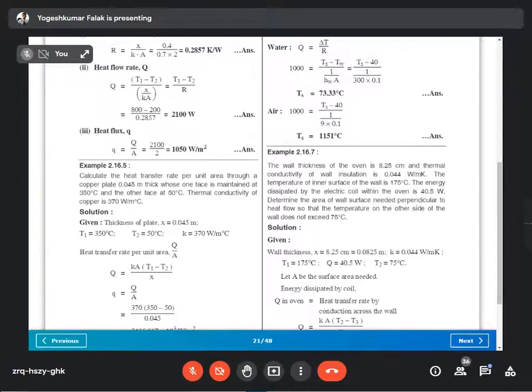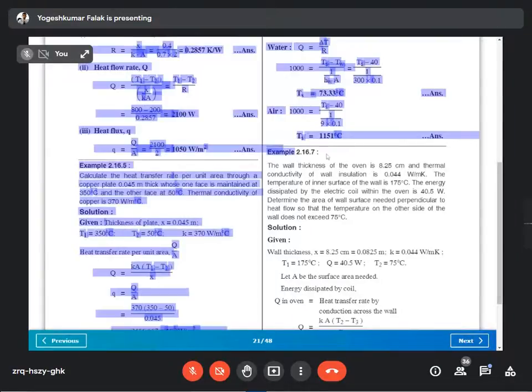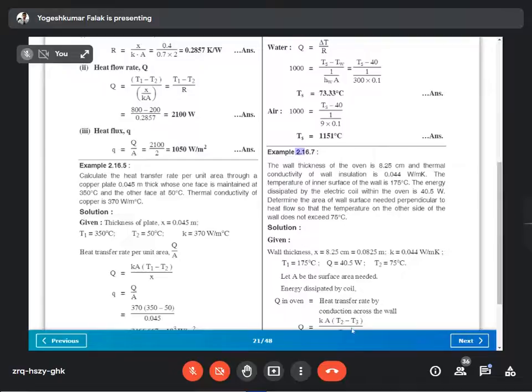Is this numerical 2.16.7 visible to everyone? Yes sir. Okay, please write it down. It deals with conductivity. We are going to solve two numericals of conductivity, two of convectivity, and one for radiation, right? So in this numerical, kindly write down in your notebook.